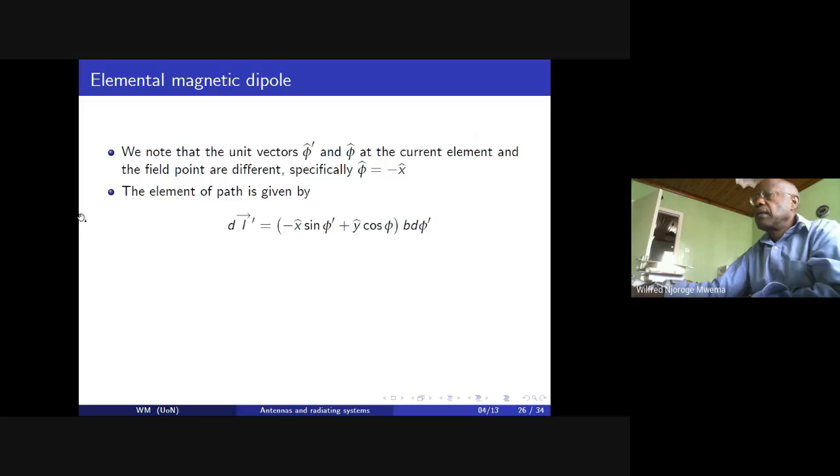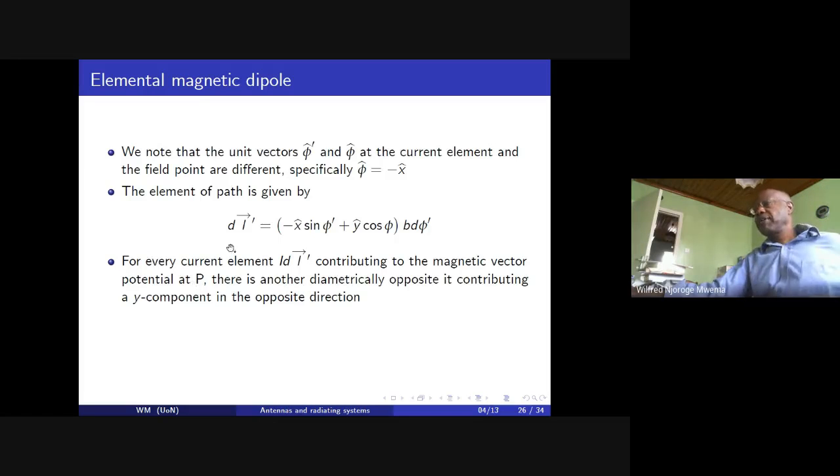So the element of path is going to be given by dL prime equal to minus x cap sine phi prime plus y cap cos phi prime, multiplied by the arc length that is subtended at the circular point. That is b multiplied by d phi, the angle subtended at the center of the current loop. Remember, from your theory, the arc length is given by the radius of the circle multiplied by the element of angle that the arc subtends at the center of the circle.